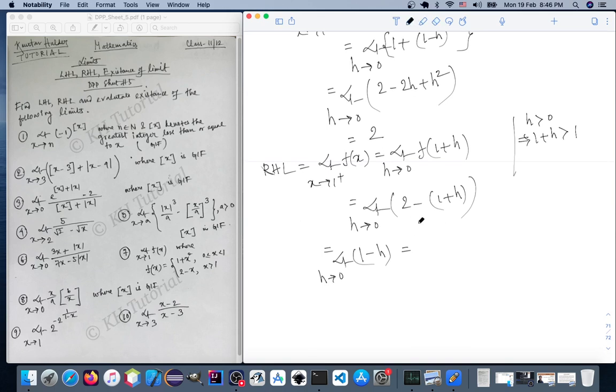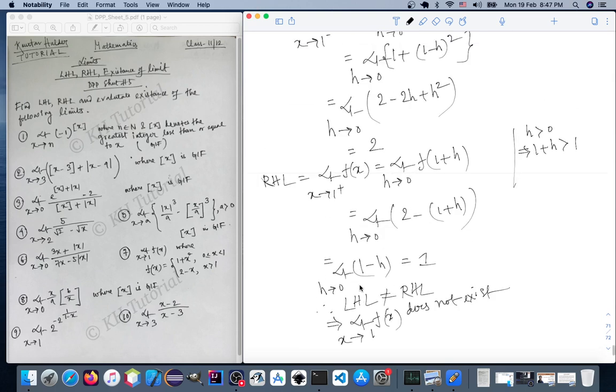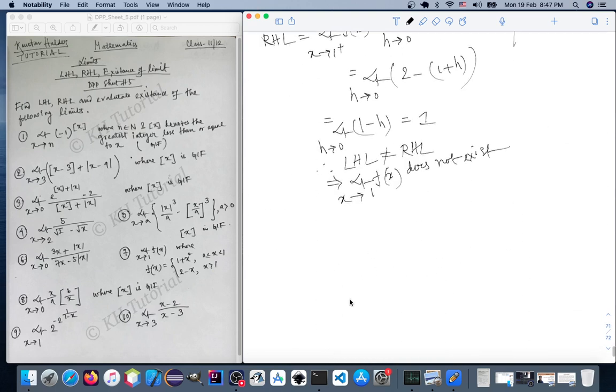So clearly LHL is different from RHL. Therefore, LHL not equals to RHL. This implies limit x tending to 1 f(x) does not exist. Okay, let's see the next problem.